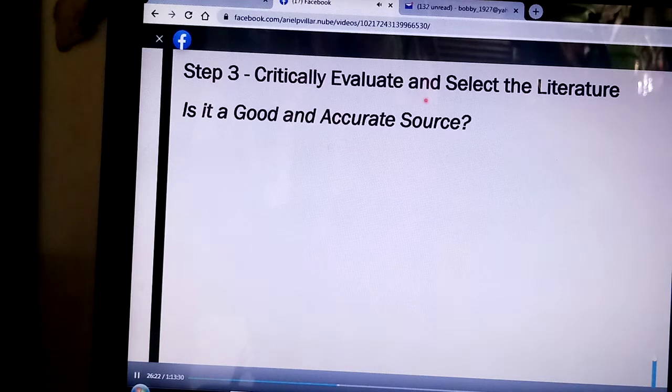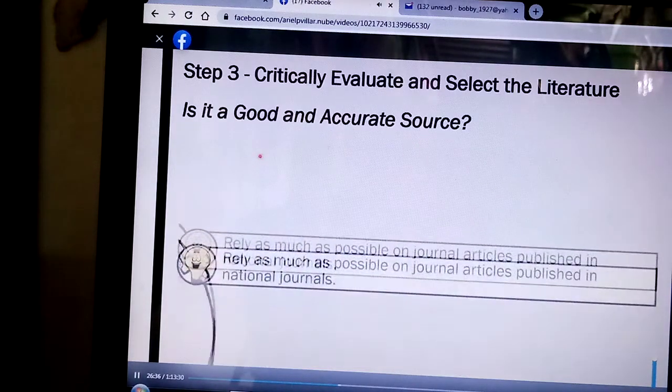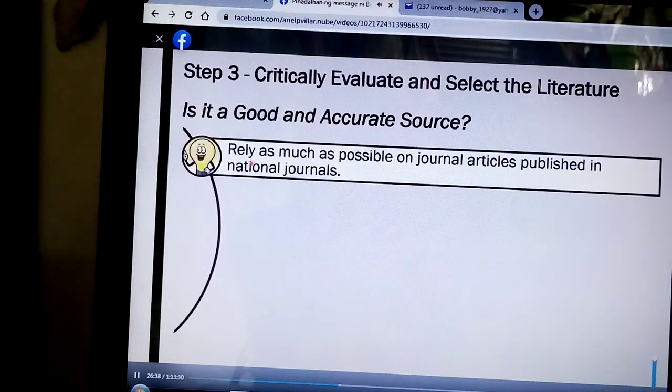Critically evaluate, okay? Ma'am and sir, ito very important. People will be asking, may nagtatanong, sir, kukunin ko ba ito? Ito ba yung maganda sa paper ko? You decide, okay? So, is it a good or accurate source? Mapagkakatiwalaan ba? Okay? So, ito, medyo pasadahan na lang natin. Rely as much as possible on journal articles, pinakamaganda.